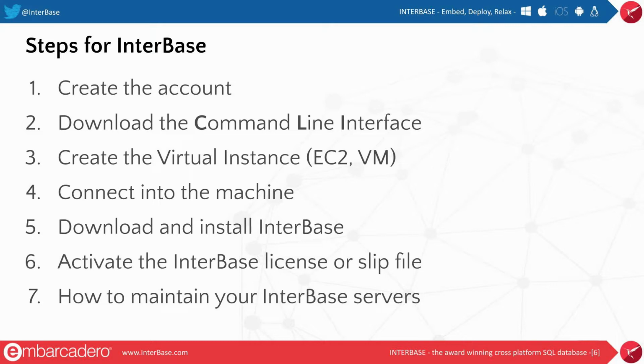You will create those virtual instances. So this could be either EC2, a virtual machine if you're using Azure, or Compute Engine, and all of these will be available based on your platform. You'll connect into the machine, perhaps with an SSH configuration, into your EC2 instance or virtual machine. And from there, you'll be able to download and install InterBase. From there, you activate your InterBase license file. And from that point in time, you can add the database files and any additional configurations. And then, of course, the last step is configuring for maintenance of your InterBase servers.